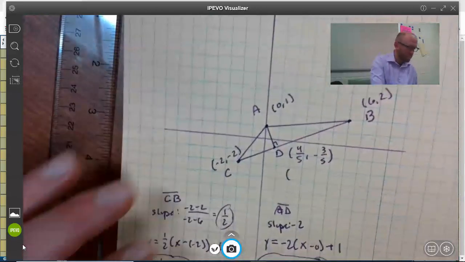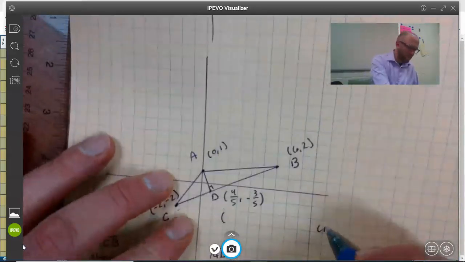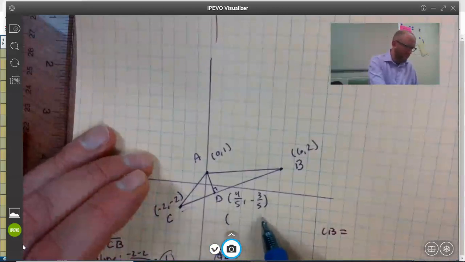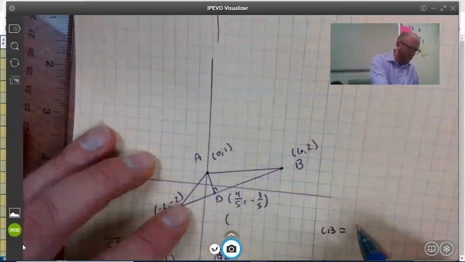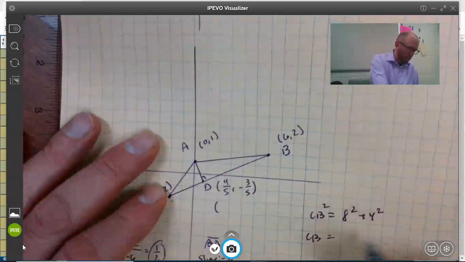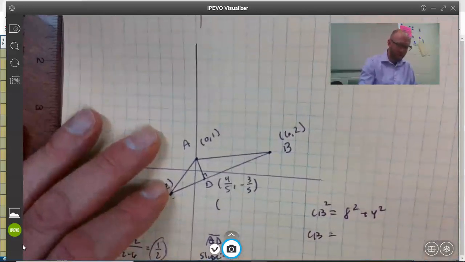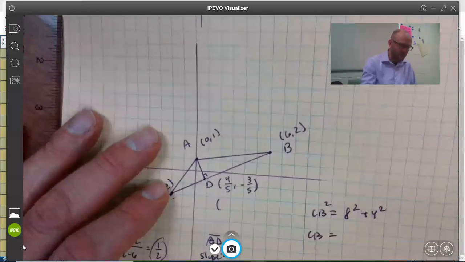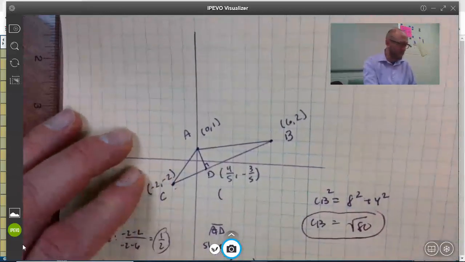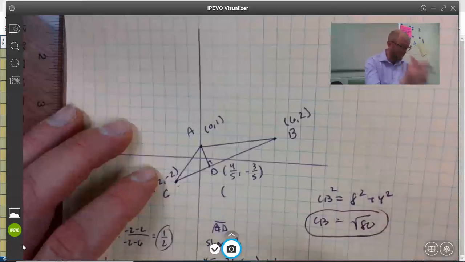Okay, so now we need to find the length of CB. Let's try: CB is 8 across and 4 down. So 8 squared plus 4 squared, that's 64 and 16, which is 80, so the square root of 80. Okay, done that a few times. Now find this distance here. That's going to be a little bit trickier.